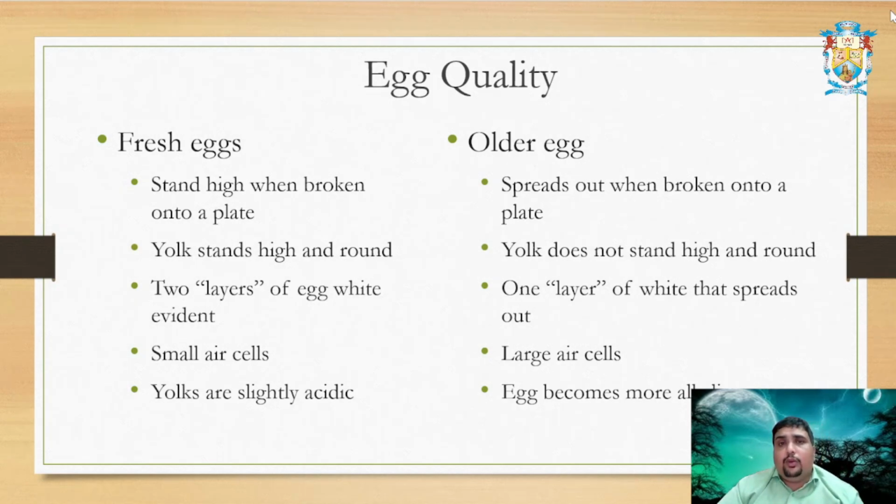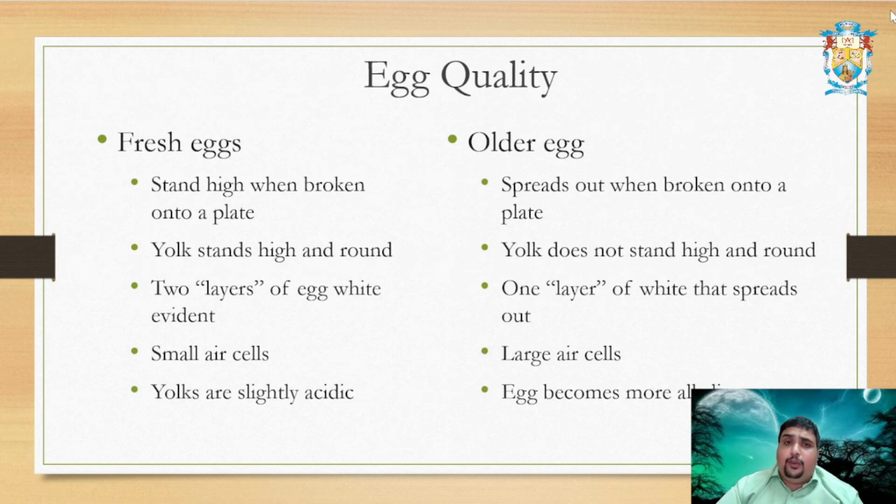Now let's talk about older eggs. How can you identify older eggs? First and foremost, when you break open the egg, it totally spreads on the plate. The yolk does not stand high and round. There is no distinction between the two layers of the egg whites. It is one single layer because of the quality. The egg white has thinned out and mixed, both thin and thick.